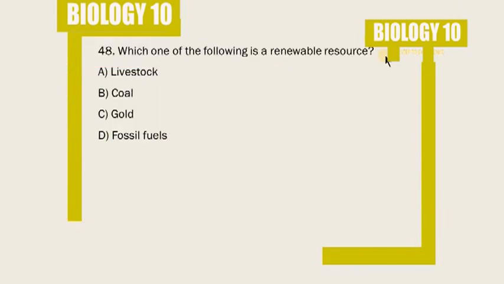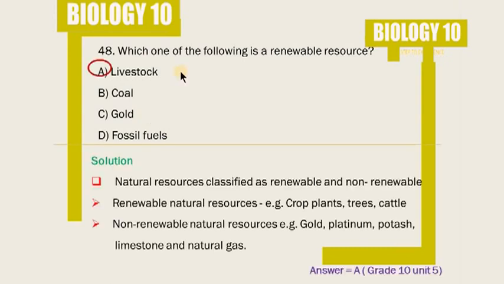Question 48. Which of the following is a renewable resource? A. Livestock. B. Coal. C. Gold. Or D. Fossil fuels. The answer is A. Livestock. Natural resources can be classified into renewable and non-renewable. Renewable resources include crops, trees, and cattle. Non-renewable resources include gold, platinum, and potash.